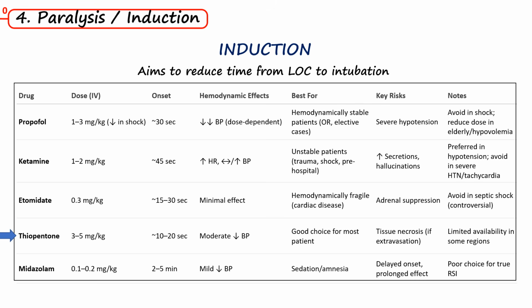Thiopentone has the most rapid and predictable effect with less hemodynamic instability than propofol. However, there may be issues with poor availability and harmful sequelae following extravasation or intra-arterial injection of thiopentone. Midazolam may also be used, although the time to effect may be very prolonged. It is primarily used to provide amnesia rather than true anesthesia.